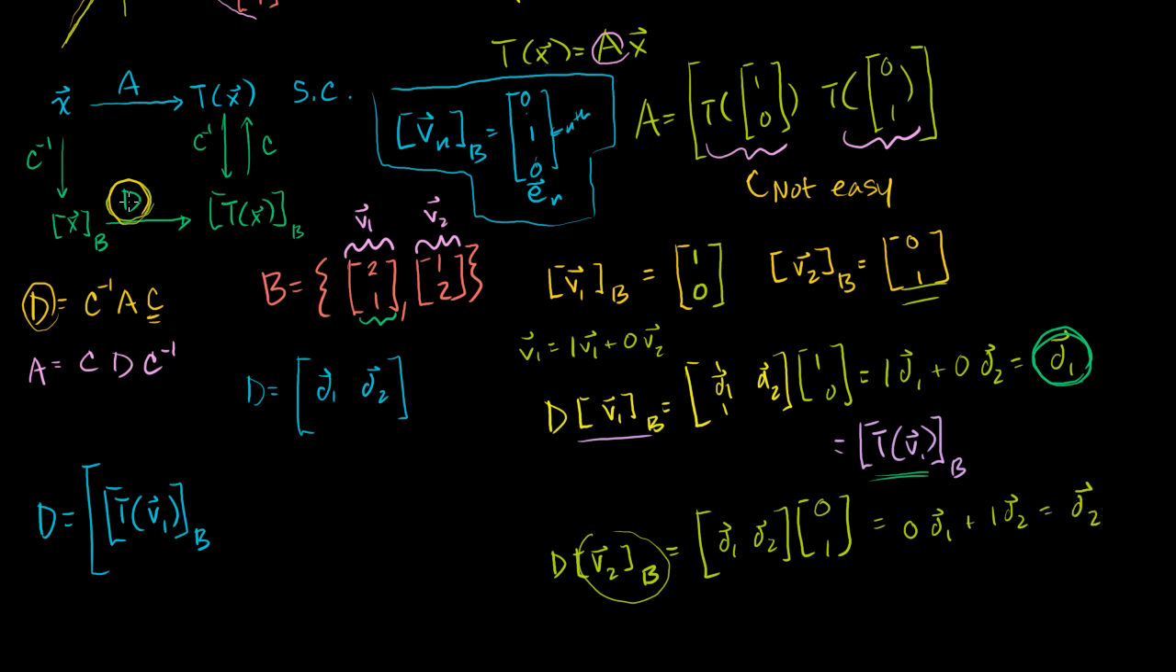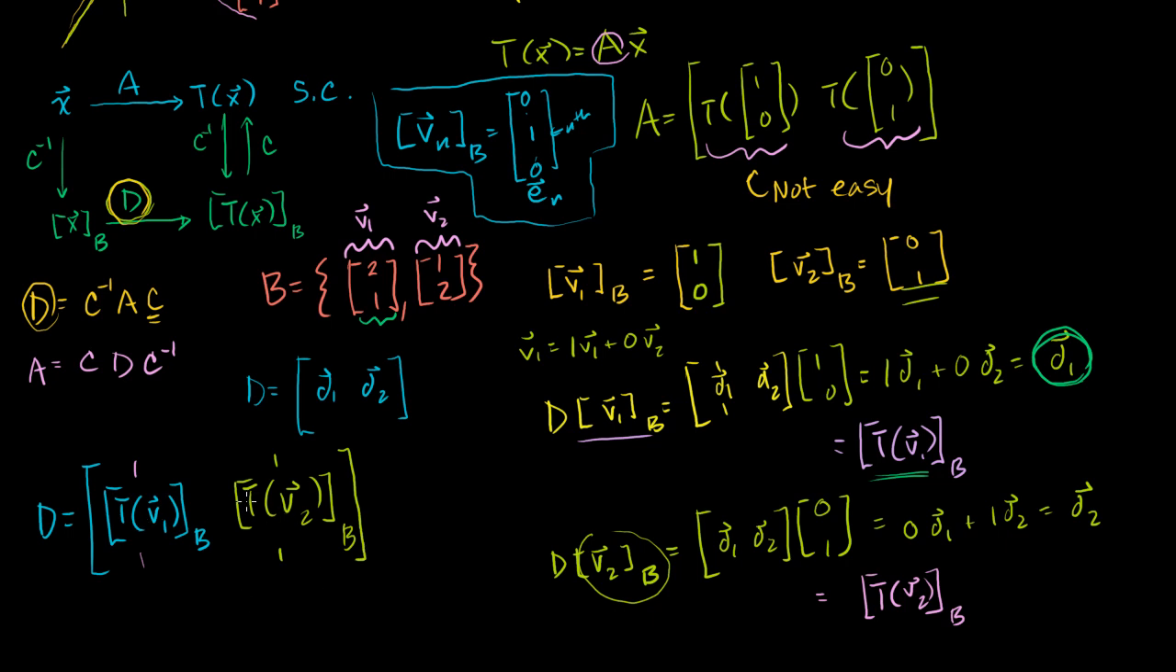And what is that going to be equal to? If you multiply D times some B coordinate representation of x, you're going to get the B coordinate representation of the transformation of x. So this is going to be equal to the B coordinate representation of the transformation of v2. And just like that, we see that the second column in D, so this was the first column, the second column in D is just this guy. It's the transformation of v2 in B coordinates.